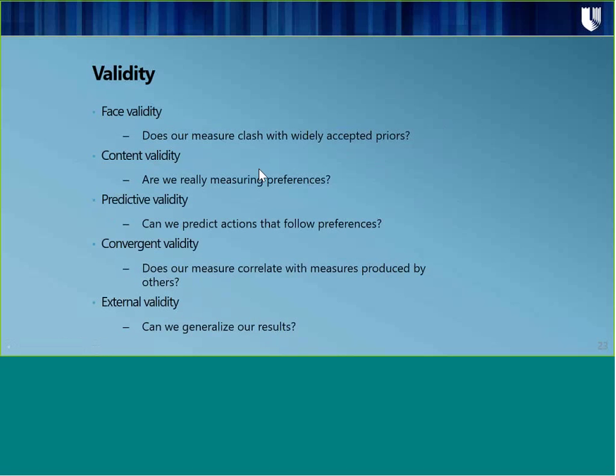So there are some established metrics for validity. One is, does it make sense based on what we know already? The second is, are we really measuring what we say we're measuring? Third is, can we actually use our data to predict what people actually would do? The next one is, is our measure consistent with measures produced by others?